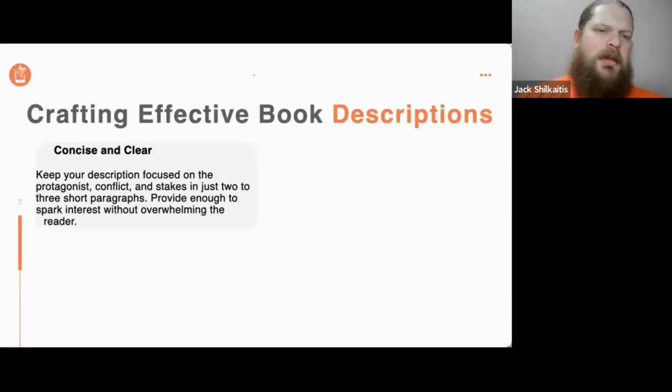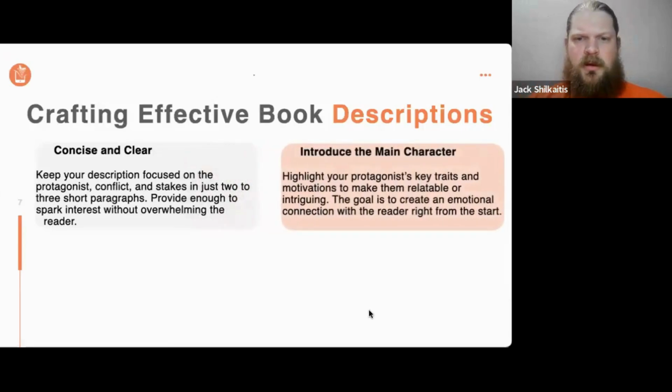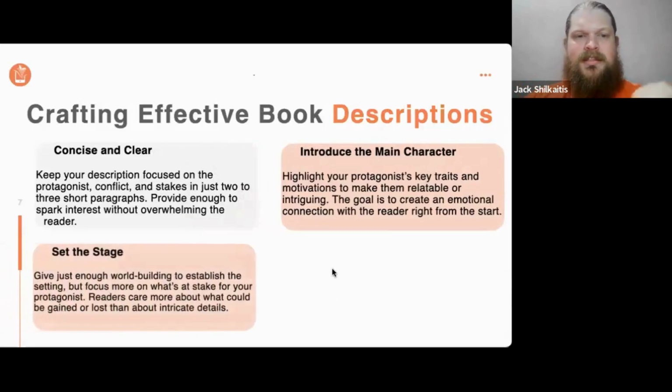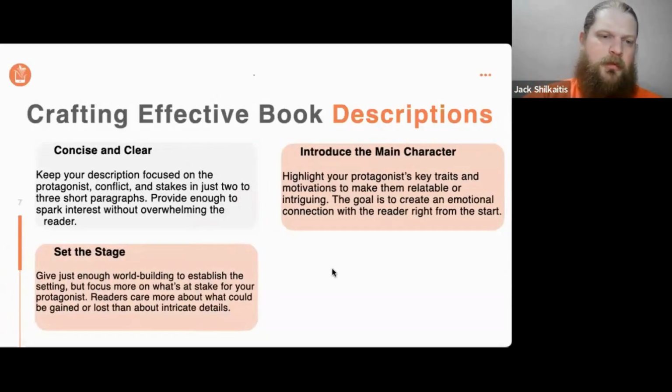But we're going into a little bit more detail here, right? So we're introducing the main character, we're highlighting their key traits. The goal is to, again, create an emotional connection with the reader. But we're typically phrasing this in a different way. This isn't the elevator pitch, right? The elevator pitch gets their attention, and then they might go on to the book description to find out a little bit more detail. You can put more detail in your book description than you generally can in a blurb.